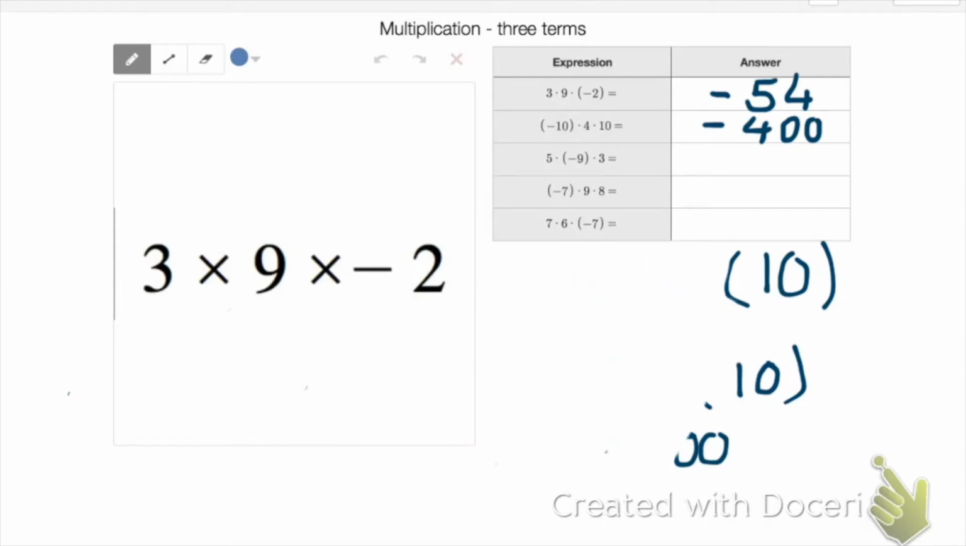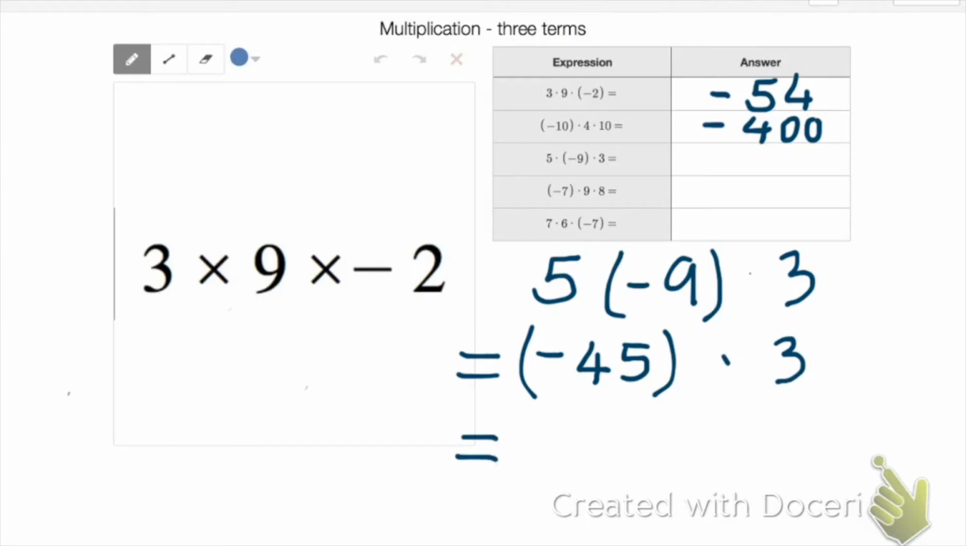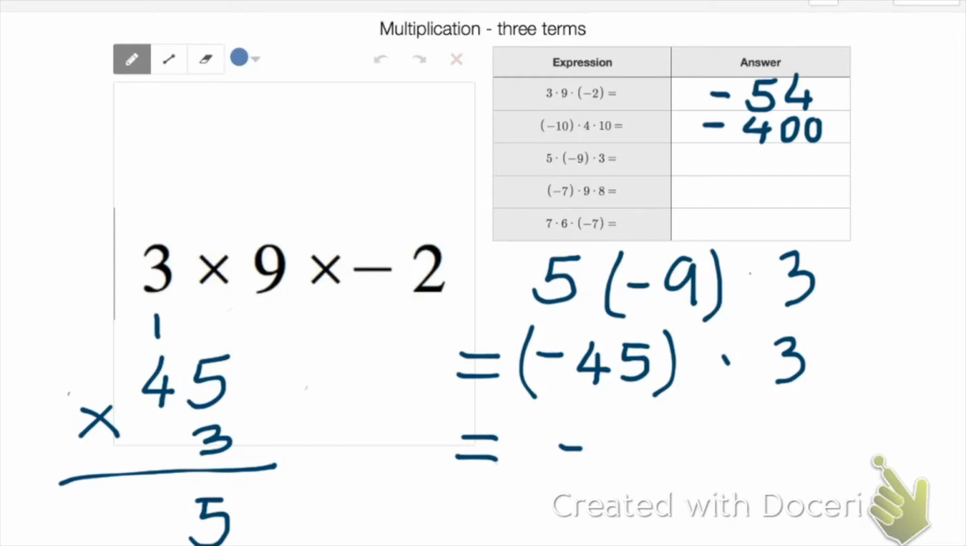The next problem is 5 times negative 9 times positive 3. So 5 times negative 9 is negative 45. Negative 45 multiplied by 3. We know the answer will be a negative answer. So 45 multiplied with 3. 3 times 5 is 15. Remember 1. 3 times 4 is 12, plus 1 is 13, so 135. With the negative we already have, the answer will be negative 135.